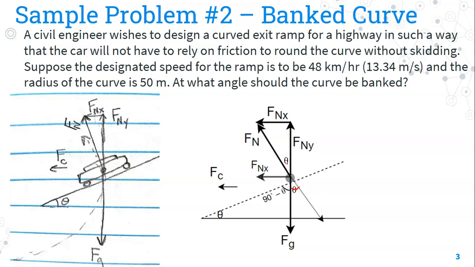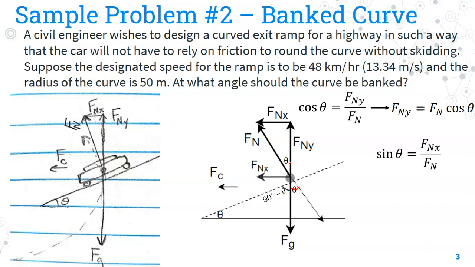So what would happen if I took the cosine of the angle? Well, cosine is adjacent over hypotenuse, so the cosine of the angle would be Fny over Fn. If I rearrange that for Fny, I get that the y component of the normal force is equal to Fn cosine theta. If I take the sine of theta, I will get Fnx over Fn. If I rearrange that for Fnx, I will get that Fnx equals Fn sine theta.